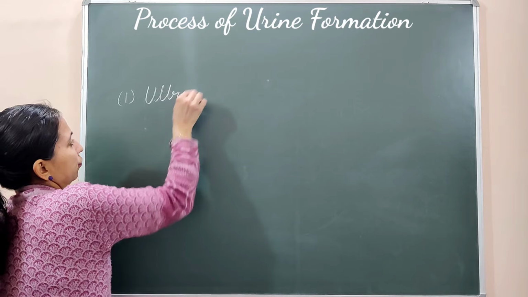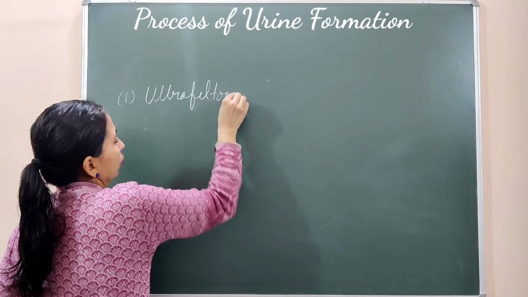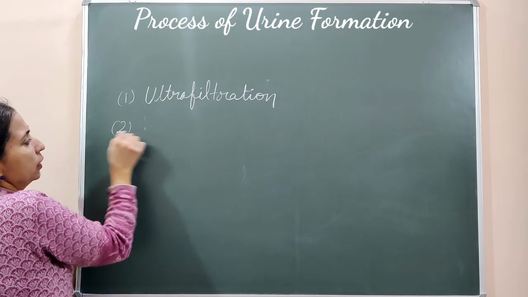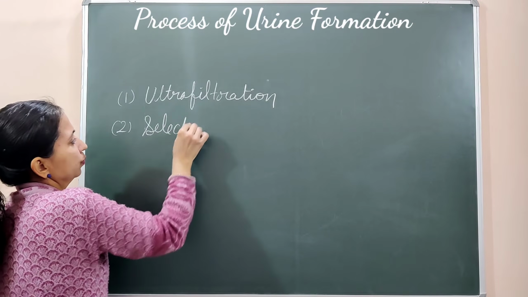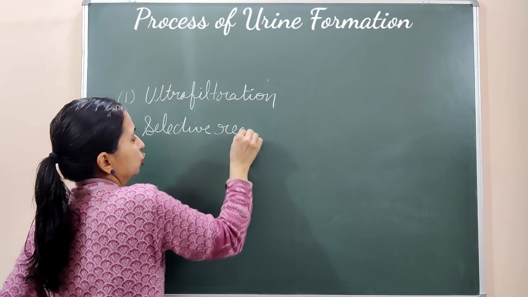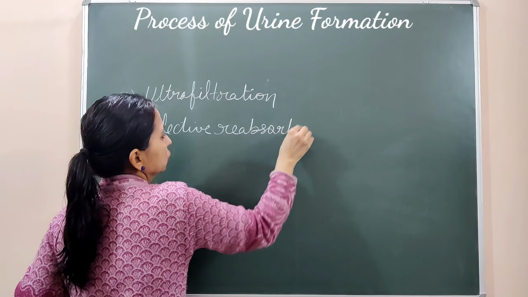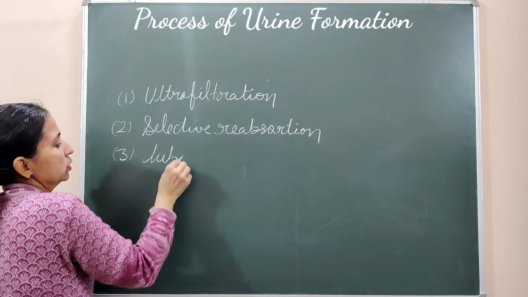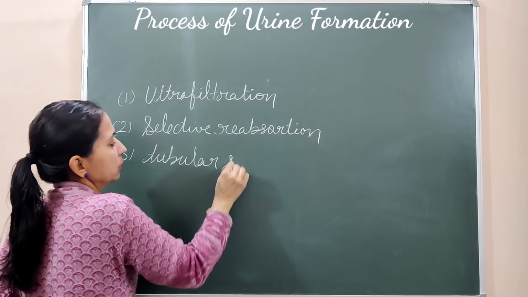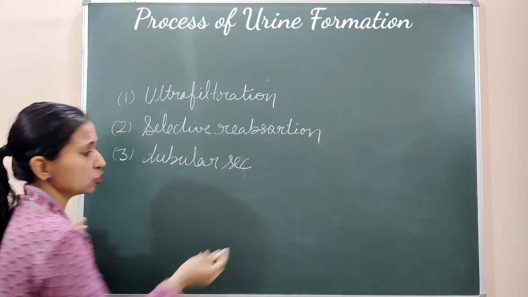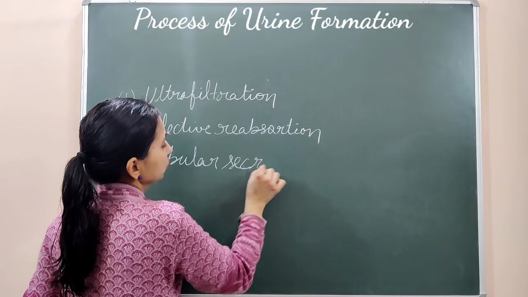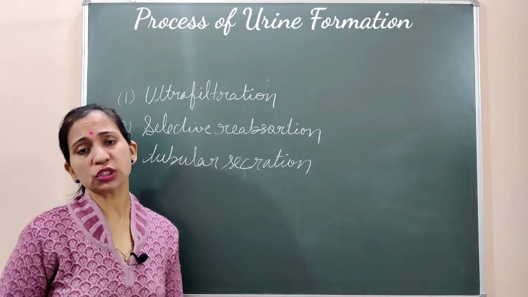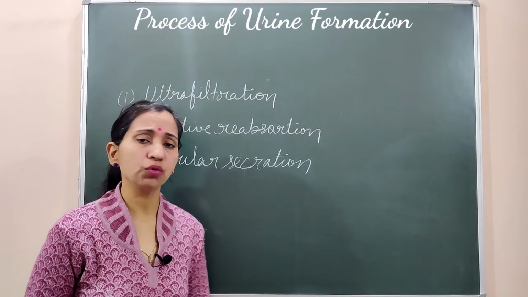ultrafiltration. Second is known as selective reabsorption, and the third one is known as tubular secretion. So all these steps happen in each nephron of the kidney, and after that the filtrate which is formed is converted into the urine, and this urine passes out from the body.